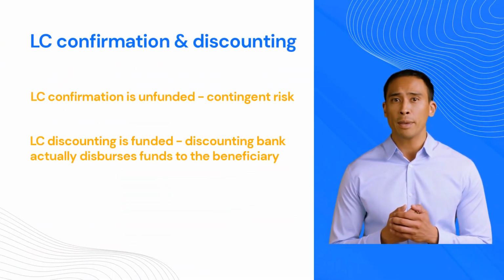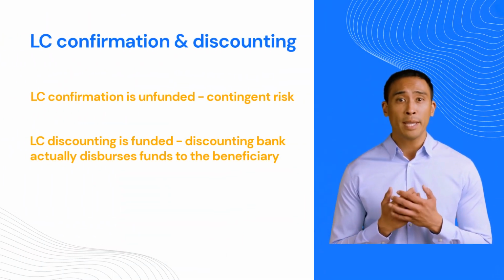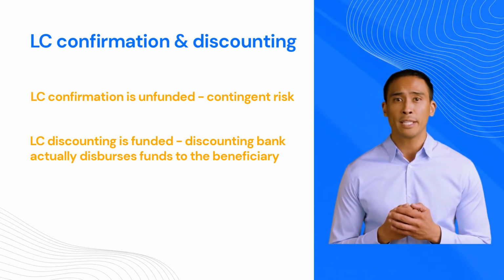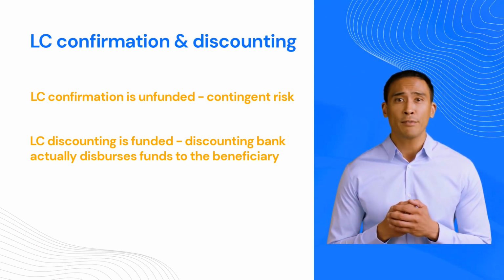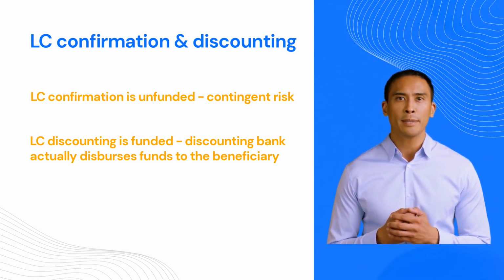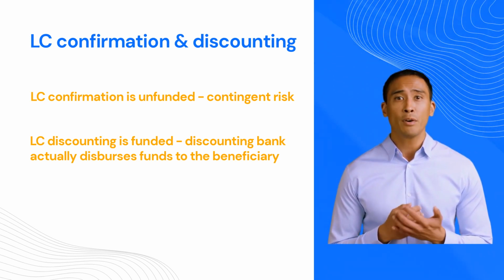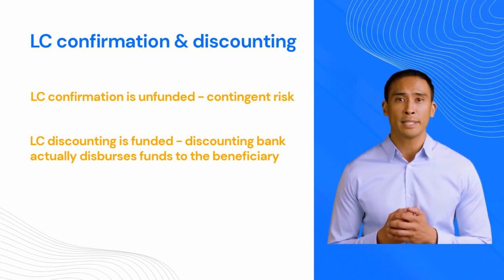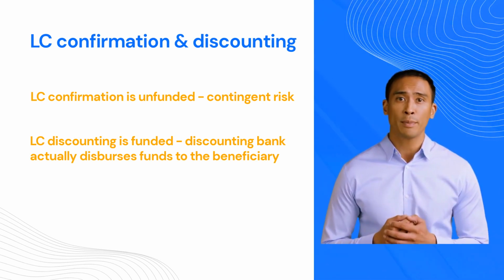Next, a confirmed letter of credit is one in which a second bank, usually the beneficiary's bank, adds its own commitment to pay to the issuing bank's commitment. This is unfunded, which means it is only a contingent risk from the beneficiary bank's point of view. There are no disbursements of funds to the beneficiary, and the confirming bank is only required to pay up if the issuing bank does not pay. This provides an added layer of security for the beneficiary, as they have a guarantee from two banks.